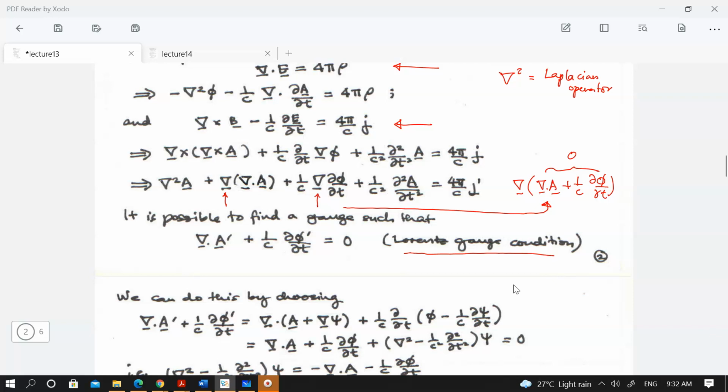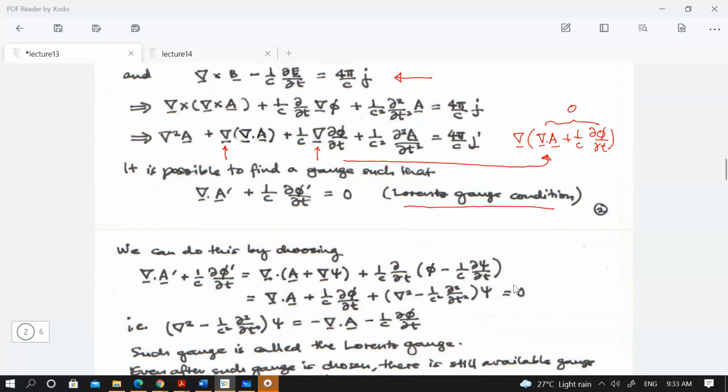So how can you actually do this? Well, let's just introduce A dash and phi dash, the transformed potentials over here. And then you plug in the form of the gauge transformation for A dash, and the gauge transformation for phi dash. Then you get del dot A plus 1 over C d phi dt coming from here. And then you have del dot del psi, which is a del squared. And then you have d dt of this time derivative, which gives you a second order time derivative of psi.